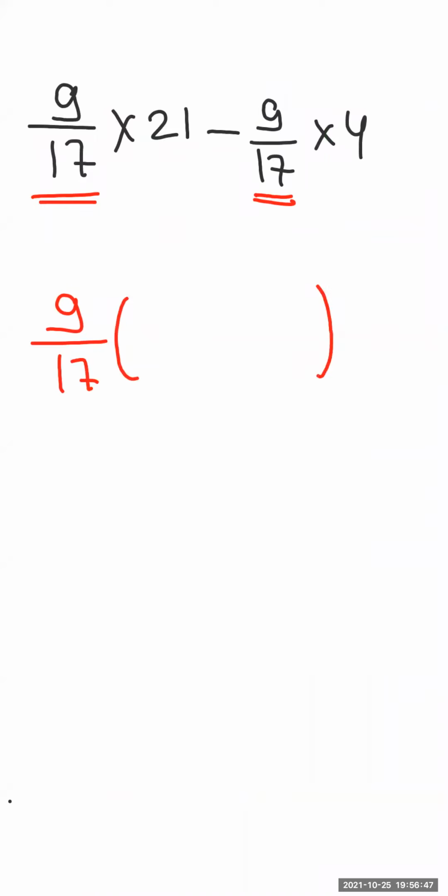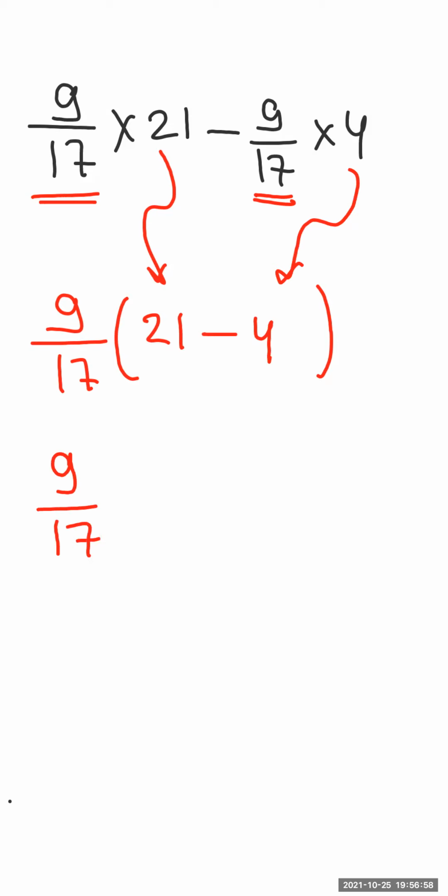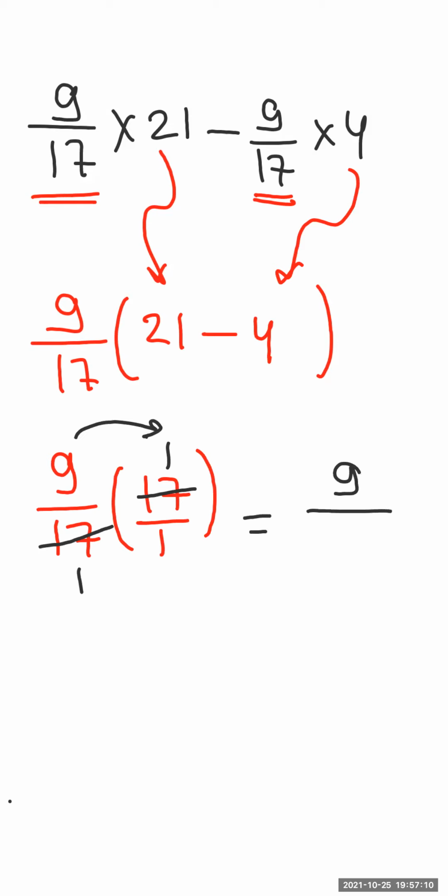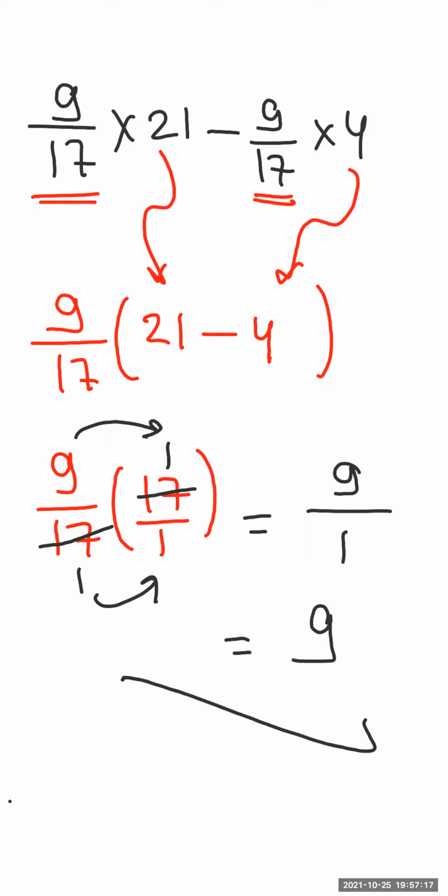Okay, so the remaining from the first term will be 21 minus 4. So 9 over 17 times 21 minus 4, it's a 17. It's a whole number, means over 1. So we can simplify 17 and 17 equal 1 and 1. So it will equal 9 times 1 over 1 times 1, equal 9 over 1, which means 9. That's it. Yes.